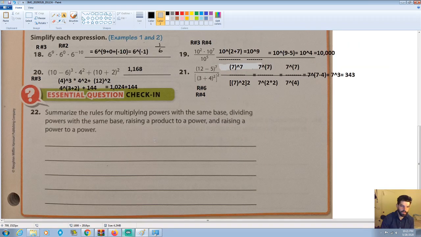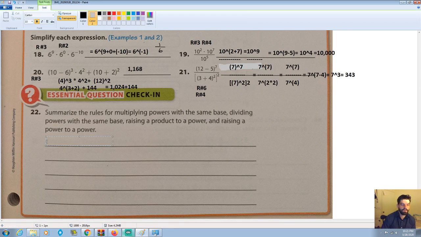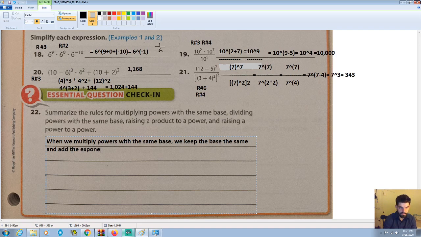So with our essential question check-in, summarize the rules for multiplying powers with the same base, dividing powers with the same base, raising a product to a power, and raising a power to a power. So when we multiply powers with the same base, we keep the base the same and add the exponents. For quotients with like bases, we subtract the respective exponents.